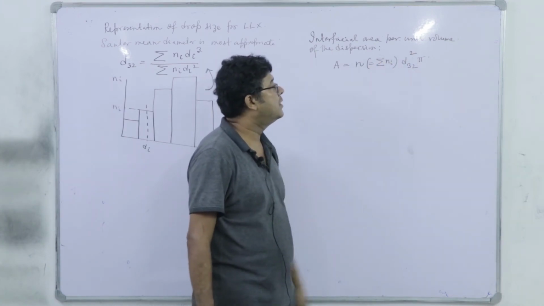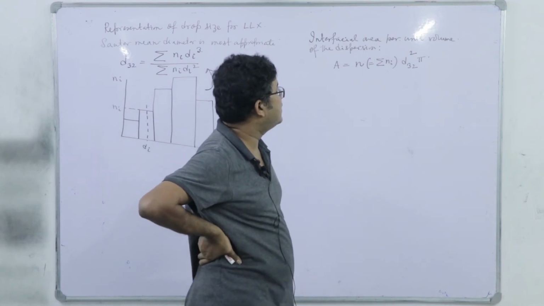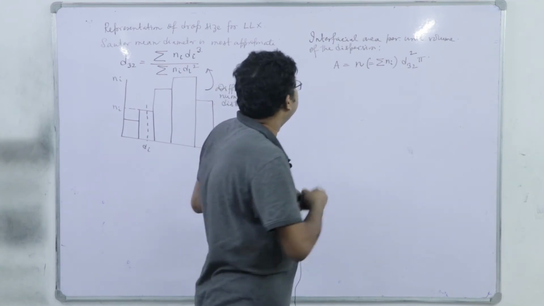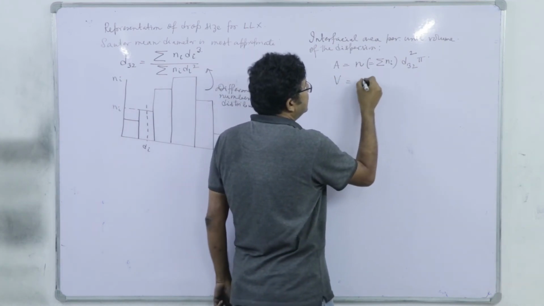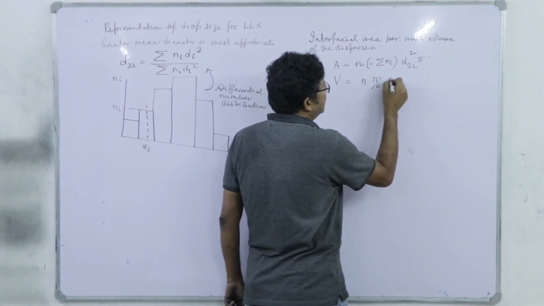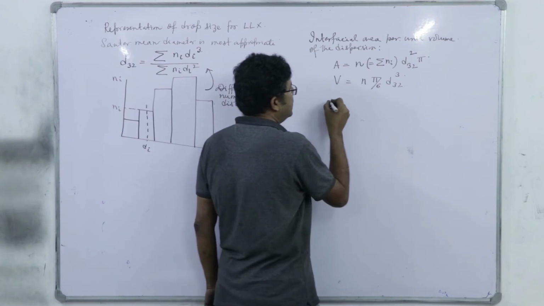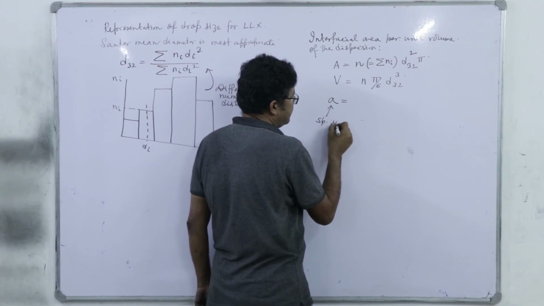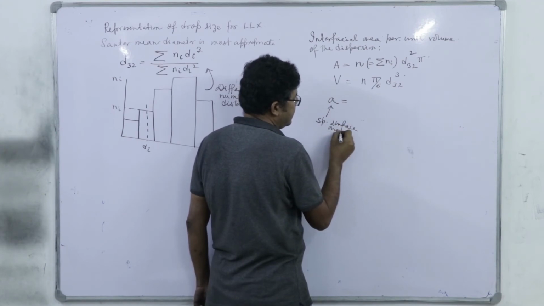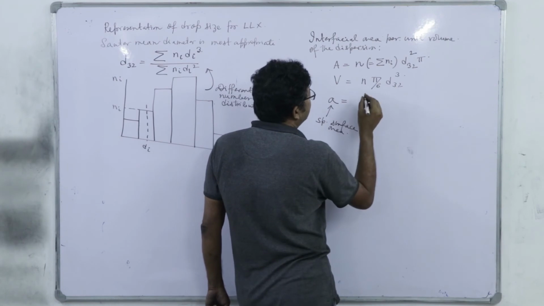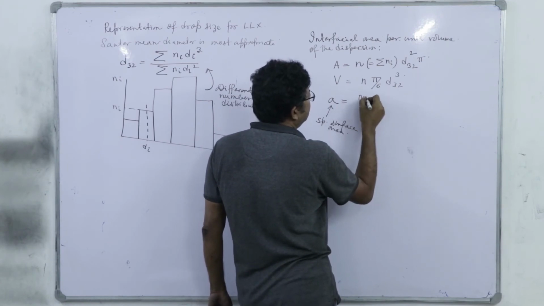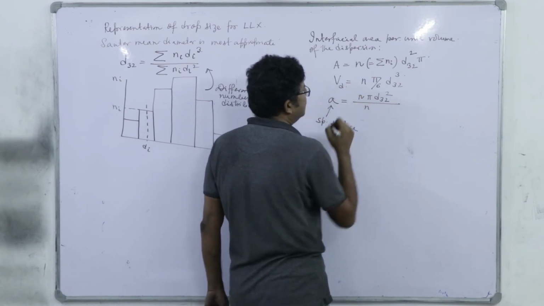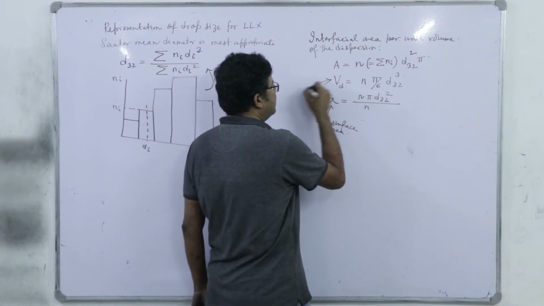So, for an individual average size drop, the surface area is pi d32 square, and that multiplied by n will give you the total surface area, and the volume is n into pi by 6 d32 cube. So, the specific surface area is basically n into pi into d32 square divided by the volume of the dispersed space, right. This is the volume of the dispersed space.